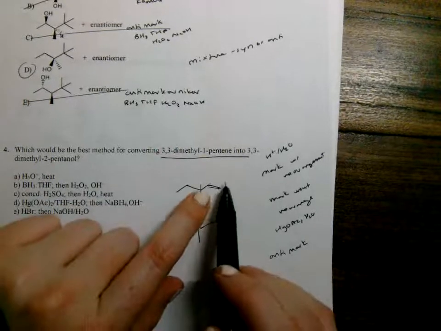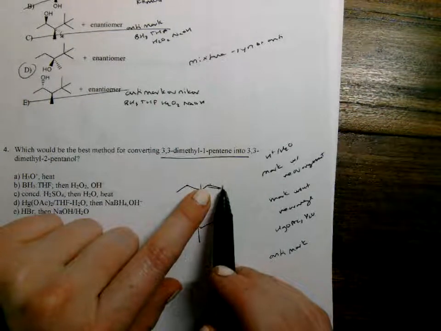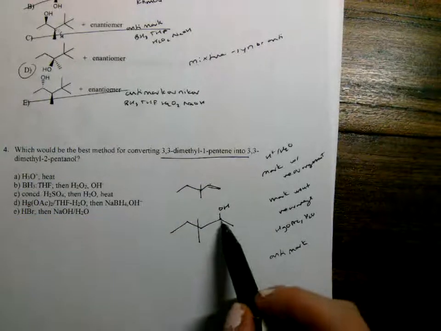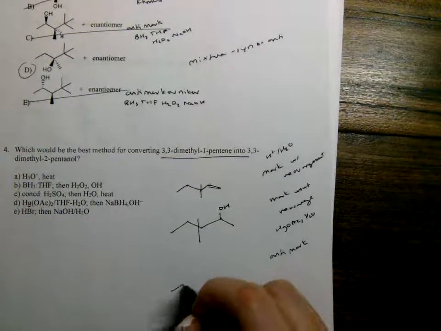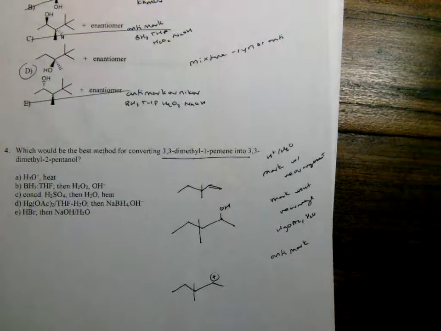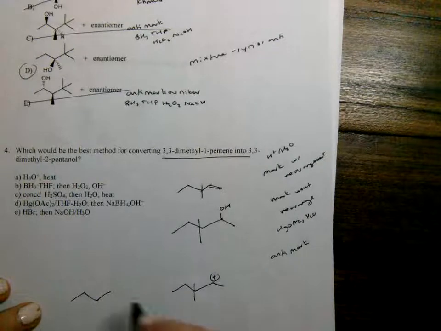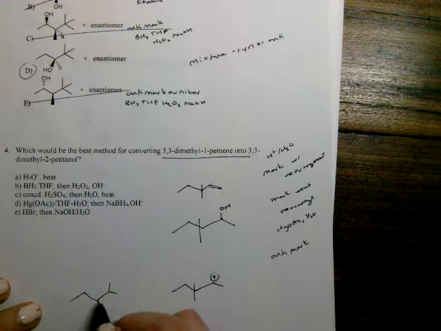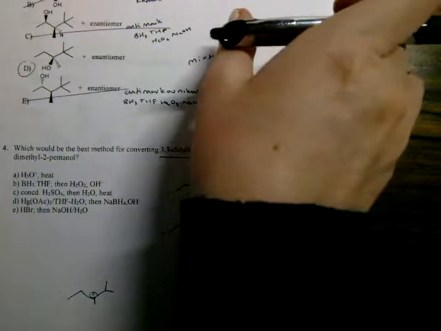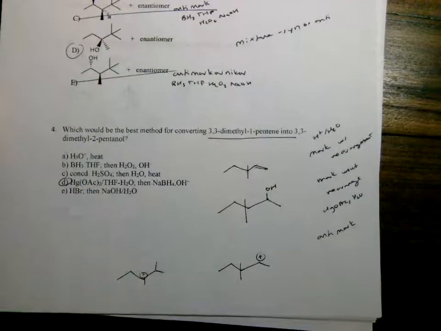And so anti-Markovnikov, the alcohol would add to the less substituted side. Markovnikov, the alcohol adds to the more substituted side. So the alcohol added to the more substituted side. But if it had done that via a carbocation, there would have been rearrangement. And so our final product would have actually been this. And so I think the right answer to this question is oxymercuration, demercuration.